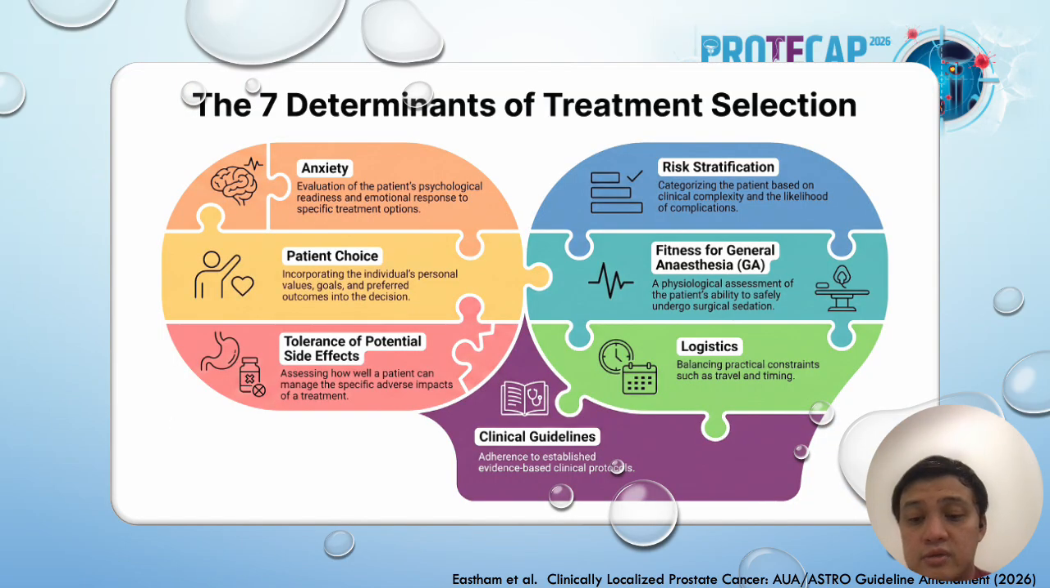In the end, there are a lot of other factors that determine which course of treatment the patient goes for. This includes the patient's own anxiety. Okay, those who are anxious are quite unlikely to like active surveillance. Their own choice, tolerance of potential side effects, particularly very significant ones like incontinence, risk stratification, that's what we've been talking about, fitness for general anesthesia, as well as logistics. For example, some people may have difficulty coming for the daily radiation required by EBRT.